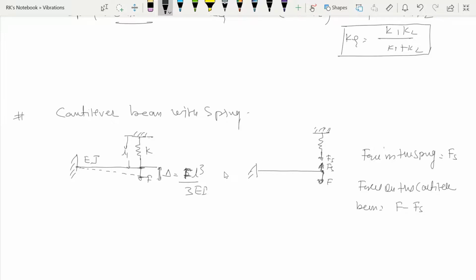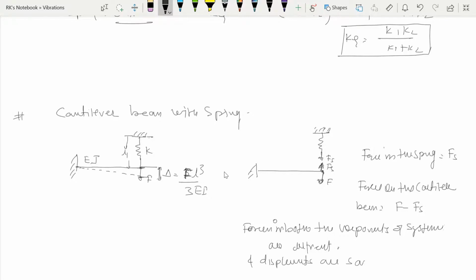So we can say the forces in both the components of the system, meaning we are talking about the beam and spring, these two components of this system are different, and displacements are the same for both of the components. So we can say this would be the parallel system, right?